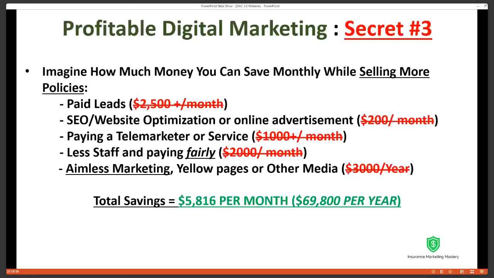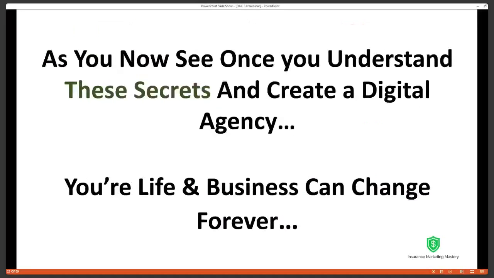These were my numbers. I know yours may be higher. They may be lower. All right. But the point is there's significant savings if you can cut out the garbage. And it's just a matter of providing a good digital marketing process in your agency, but not spending a ton of time to do it. Now, once you understand these and you create that digital agency, your life, your business, your office, your agency can change forever. And now the next part I told you I was going to get to.